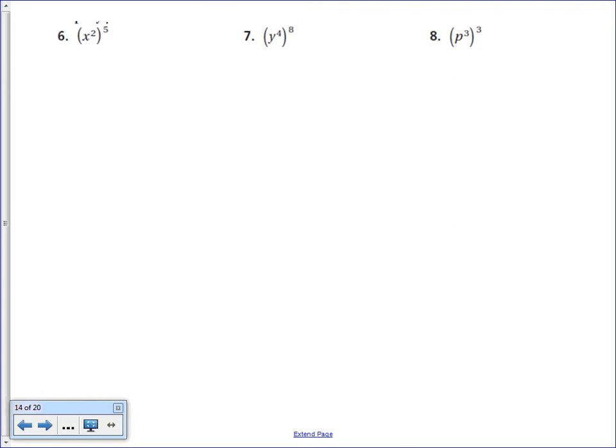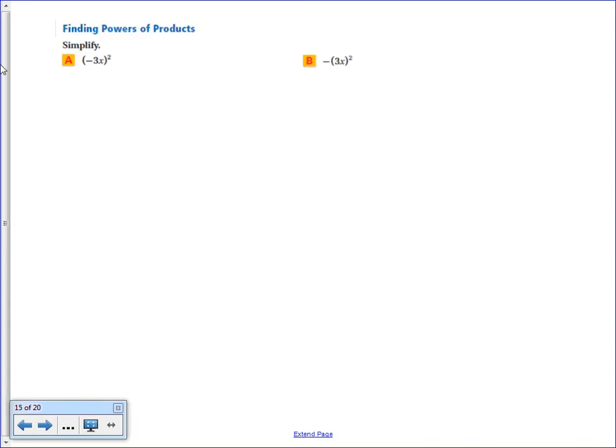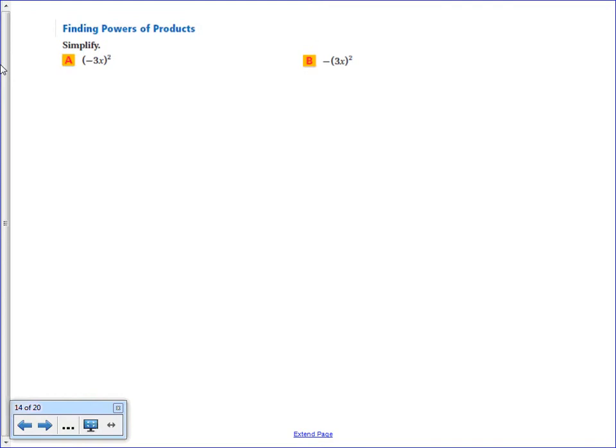Now these can go by actually pretty quickly. All I need to do is multiply those exponents. This will give me an x to the 10th. Number 7, that's going to give me a y to the 8 times 4 gives me 32. Number 8, that's going to give me a p to the 9th. 3 times 3 gives me 9. Okay, so that's a pretty easy type of problem. Just power to a power, remember you got to multiply.